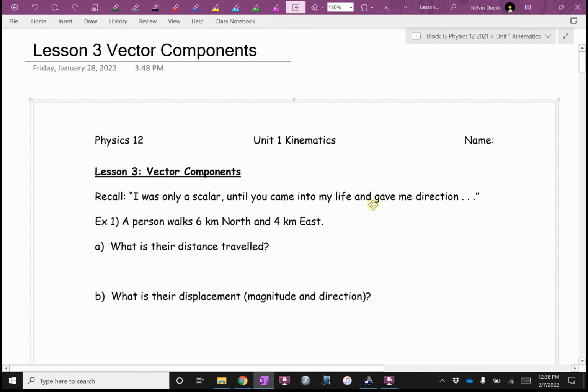Recall, I was only a scalar until you came into my life and gave me direction. You are the vector of my soul. How is that not a song already? You are my vector, my only vector. Give me direction. Oh, man, how is that not a song? I leave it to one of you who's musical to write a hit.